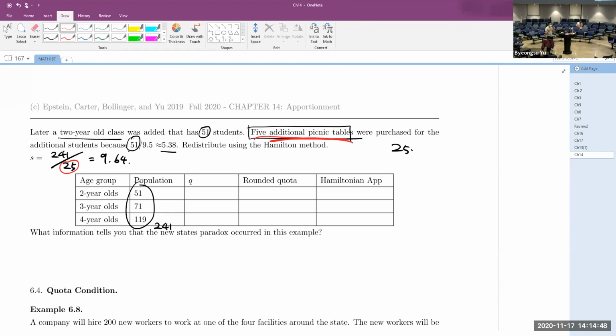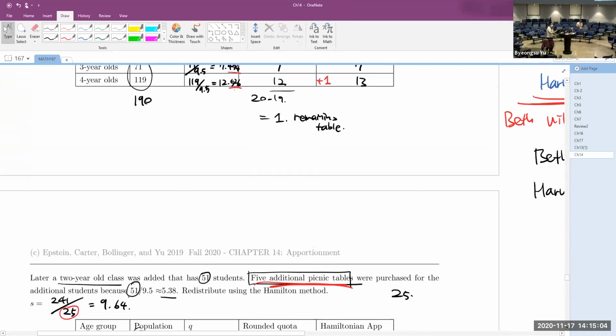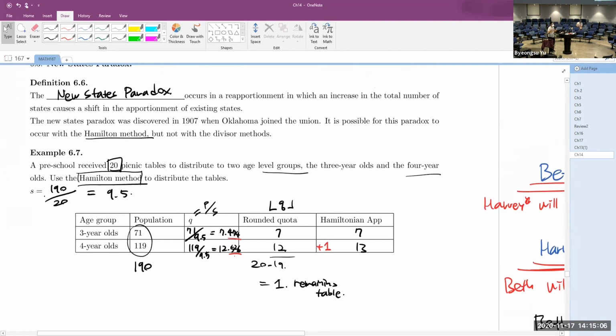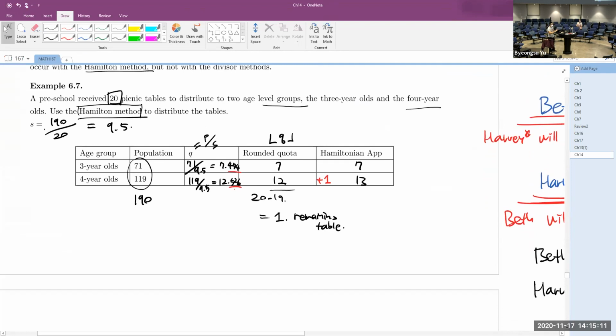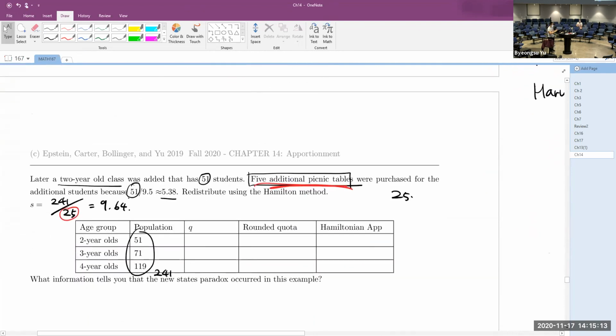Is it clear? In the previous case, I just divided the whole population by the number of tables, right? That's why we got 9.5. But here, again, I just divide the whole population by the number of tables. That's how I got 9.64.